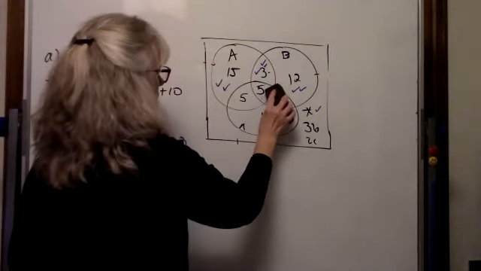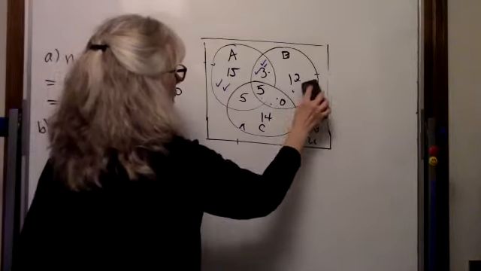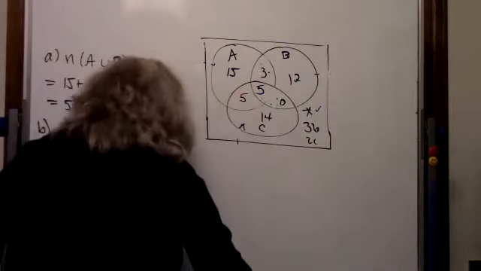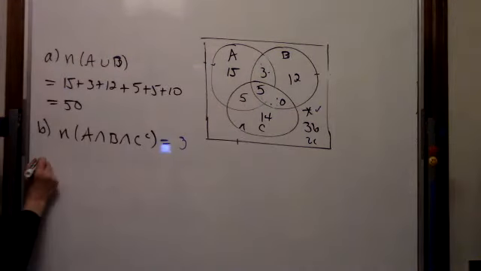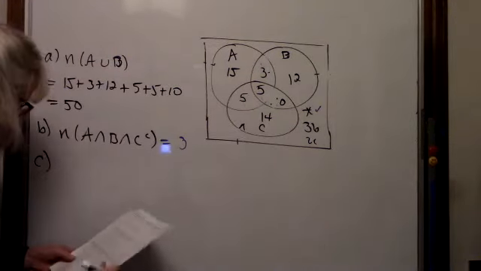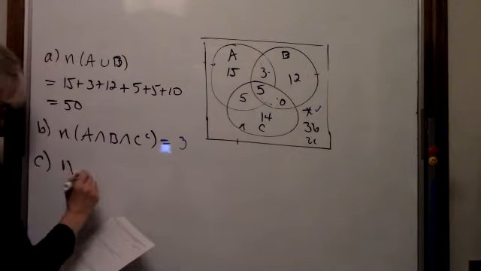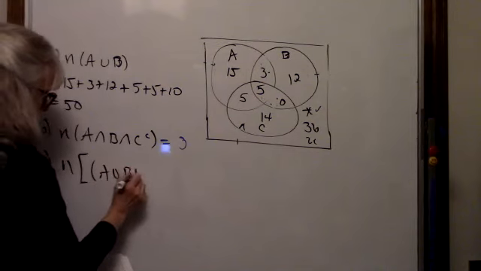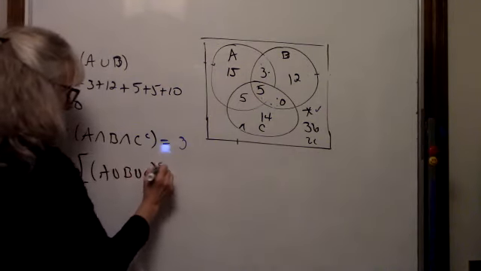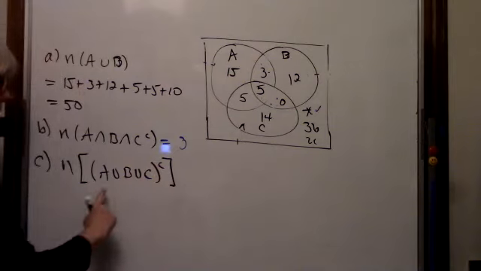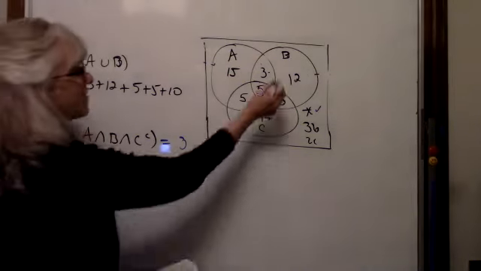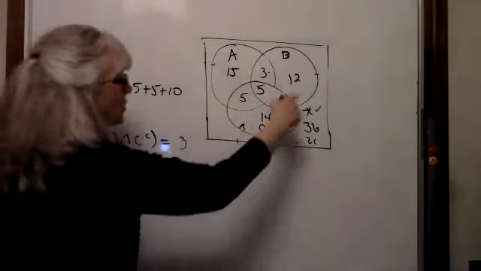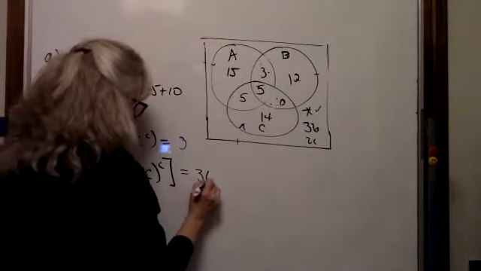I'm going to get rid of my checks so I can do the next one. Part C on that problem is asking you to find the number in A union B union C, and then we're going to complement that. Oh, wait a minute. A union B union C is everything inside those sets, and the complement of that would be outside of those circles. We already know that's the 36.